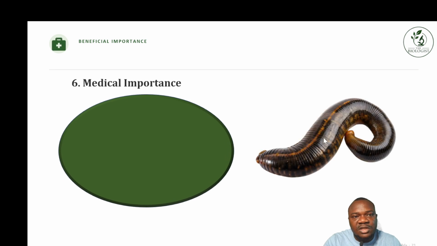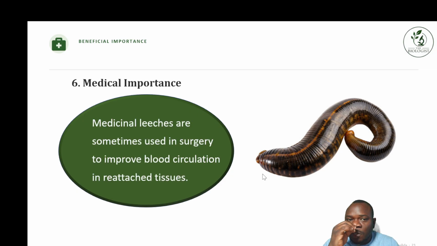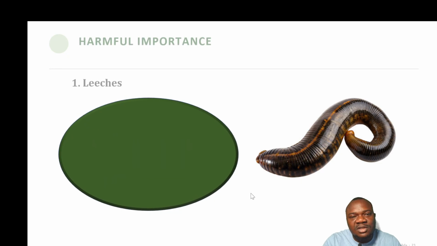So this is a very good example of a leech. Okay, like I told you, a leech doesn't have a city. Okay, and leeches are used in surgery to improve blood circulation in attached tissues. So this is one of the importance.